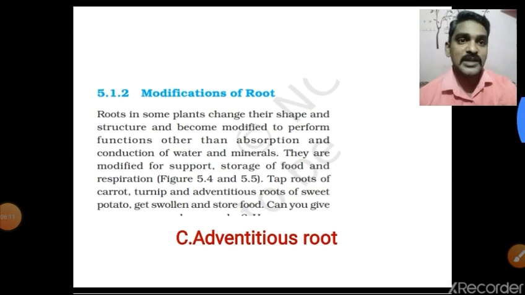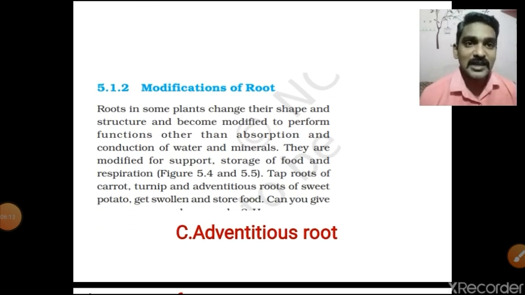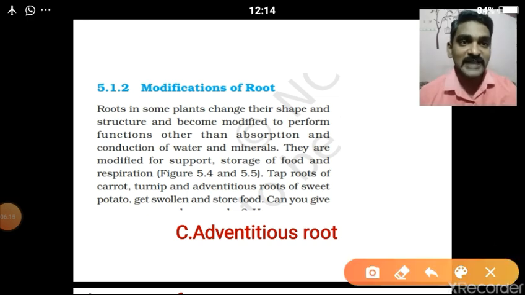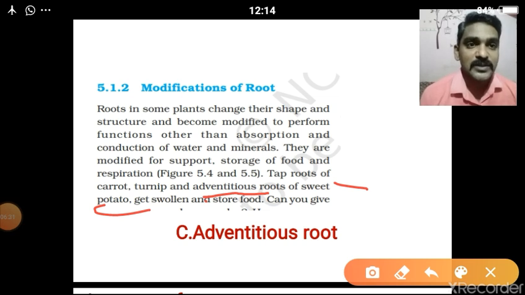Okay, here the option you can see. From the NCERT book only the question has come, so directly you can answer. You can see the answer is adventitious root. You can see the answer also there. They have given clearly the sweet potato. I will mark here, right? Adventitious roots of sweet potato. That means sweet potato has what? Adventitious roots. That is the modified root of the sweet potato. So the option is adventitious root.